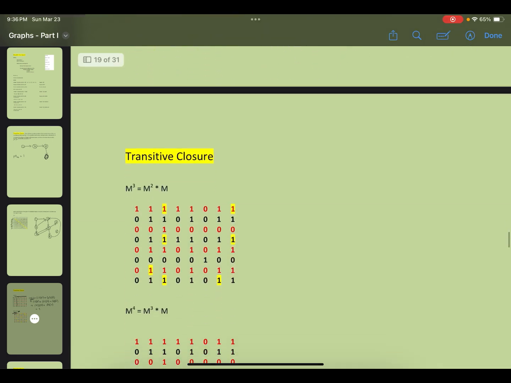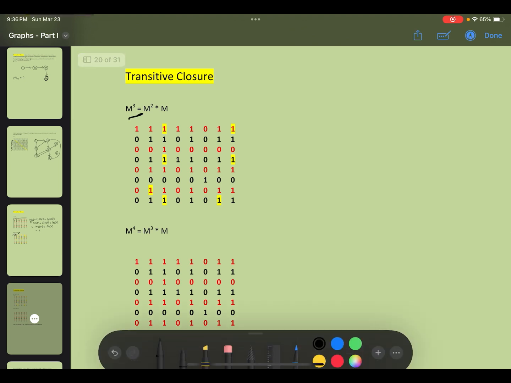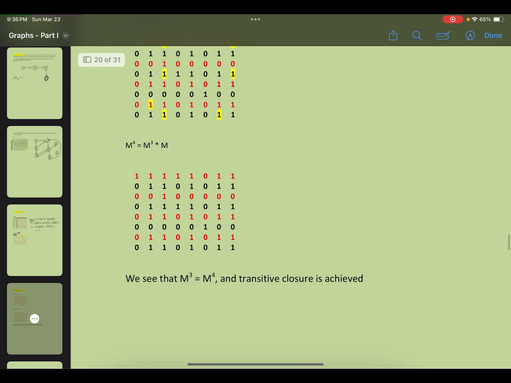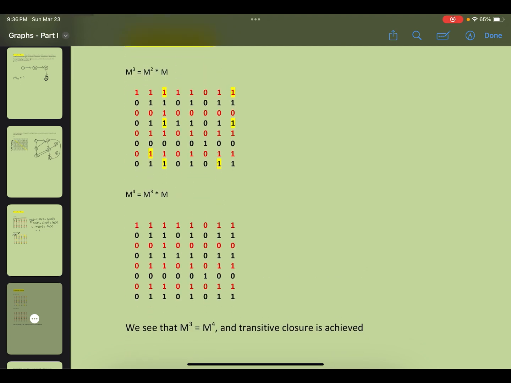And if we proceed one more step and calculate m cube, we will get this value. And if we go one more step again and we calculate m4, this is what we are going to get. But we can observe here that the value of m3 is exactly equal to m4, and there is not even a single value that is different from each other. So here we can say that transitive closure has been achieved. And when we say that transitive closure has been achieved, we can tell which vertices are reachable from which vertices.